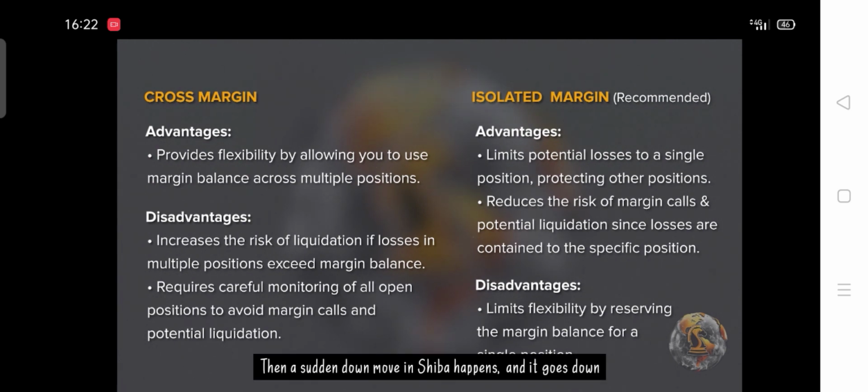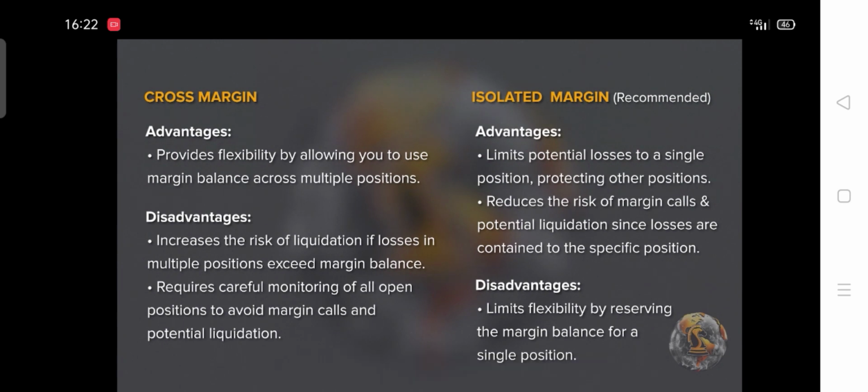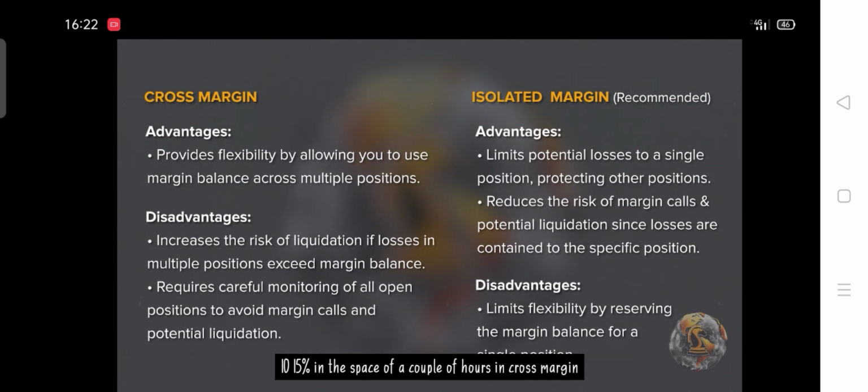Then a sudden down move in Shiba happens and it goes down 10, 15% in the space of a couple of hours. In cross margin, that Shiba position will get liquidated along with the Bitcoin and the Ethereum. It will take margin away from all your positions to continue keeping them all open. So being wrong once can liquidate your entire positions, even your winning ones.